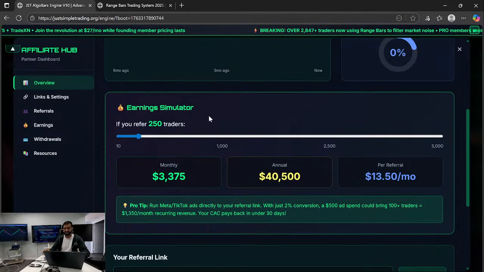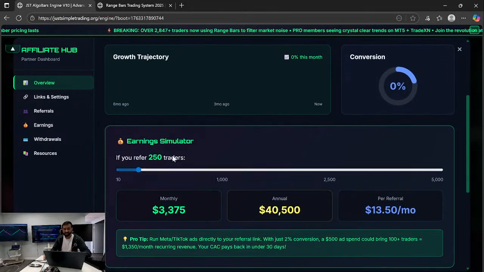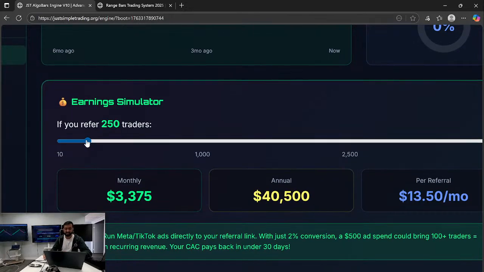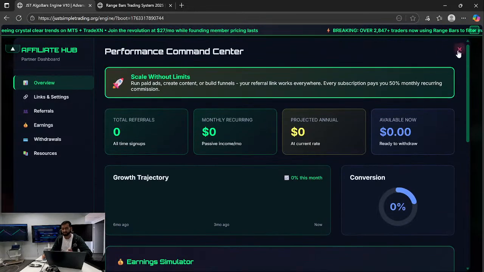Now, for example, if you were to do ads to JST, check out the earning simulator, which you guys can check out yourself as well. Basically, this is through the data fees that are being collected. So, for example, if you get 500 traders signed up, you'd be looking at about $81,000 annually, which is pretty crazy. 1,000 traders, so 1,000 people on it, you're looking at about $162,000 every year. So there's actually a lot of ways here that you can make some money on the side.